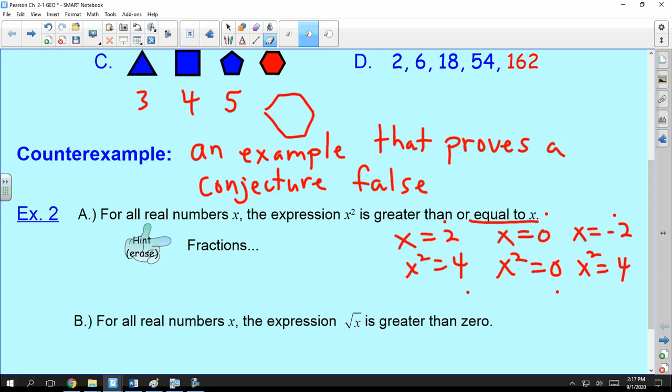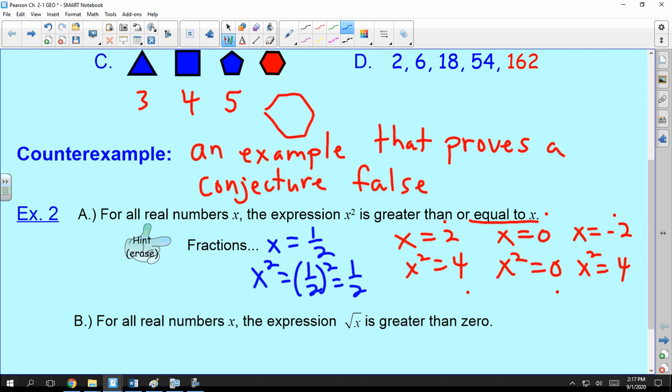Oh, it says think about fractions. So let's think about fractions. What if, I'll do this in blue because this is going to work, x equals 1/2. Then x squared would be 1/2 squared, which means 1/2 times 1/2, and guess what that equals? 1/4. If you take half of a half, in other words, take half of 50 cents, you have less money than you started. So square a fraction, it gets smaller rather than bigger. So the counterexample is x equals 1/2.